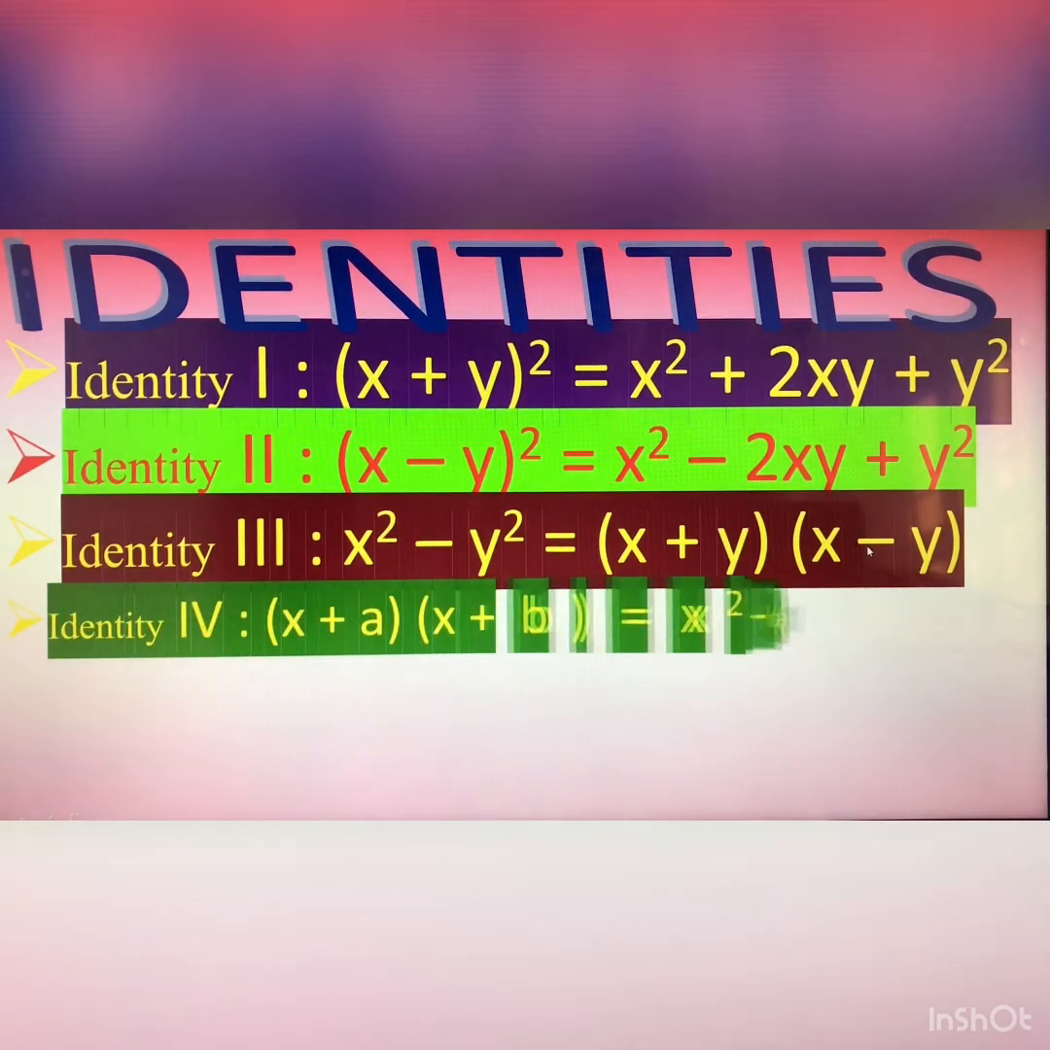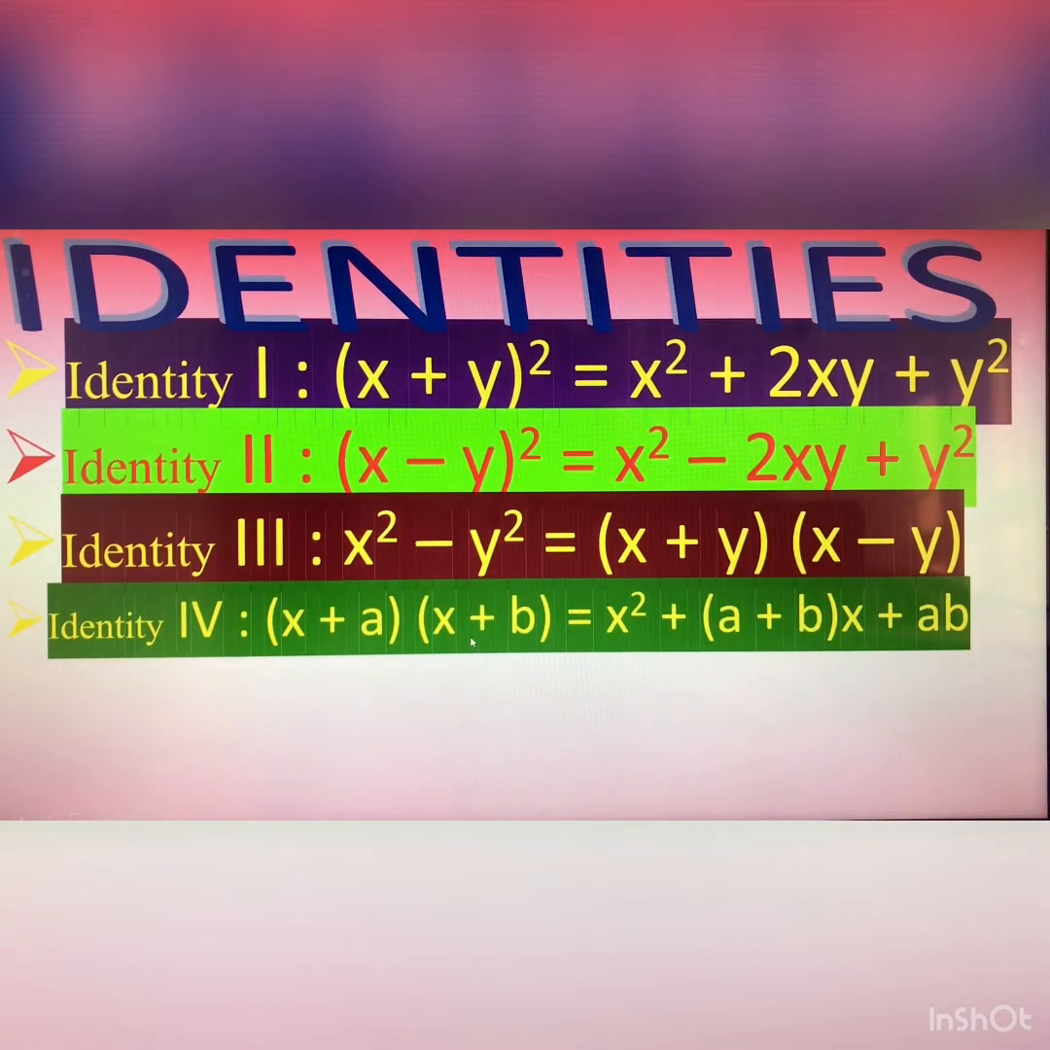Identity number 4, x plus a, x plus b. The multiplication of x plus a and x plus b means constant terms are different and coefficients are same. Then you will use the identity x square plus a plus b, means add these constant terms with x and multiply these two terms, that is ab. So x square plus a plus b, x plus ab.